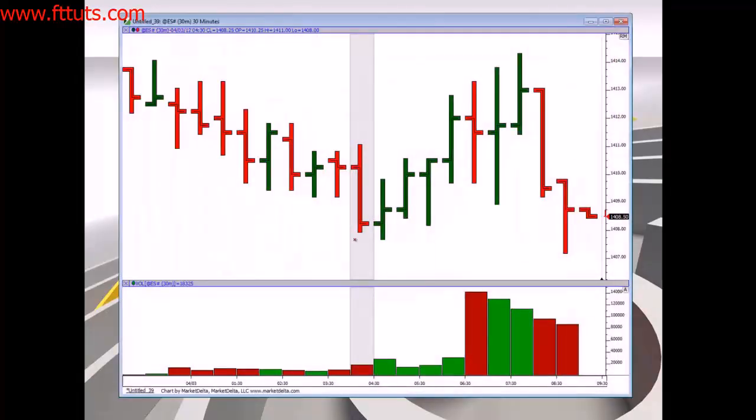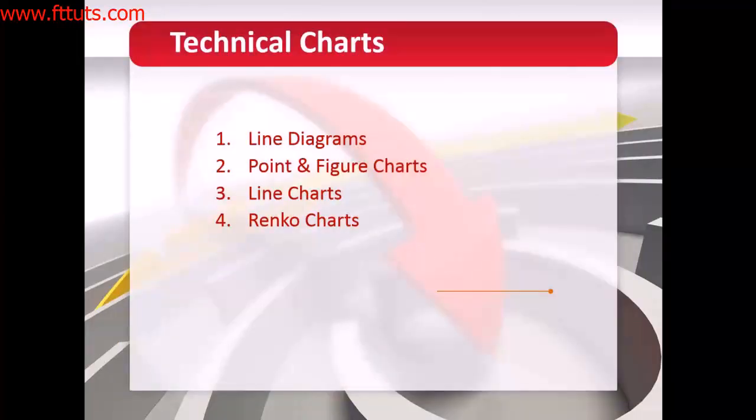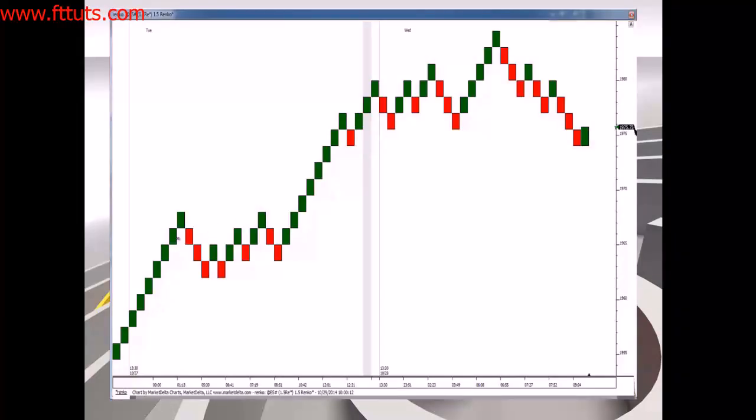The bar chart is another very simple way to look at market activity. All of these charts are looking at the same period of time for the same instrument. A bar chart shows us the open, the close, and the range of movement for that particular period. That's what a bar chart looks like. Renko charts are another type of chart that some people like. Renko charts can be useful. They change color once we change direction.